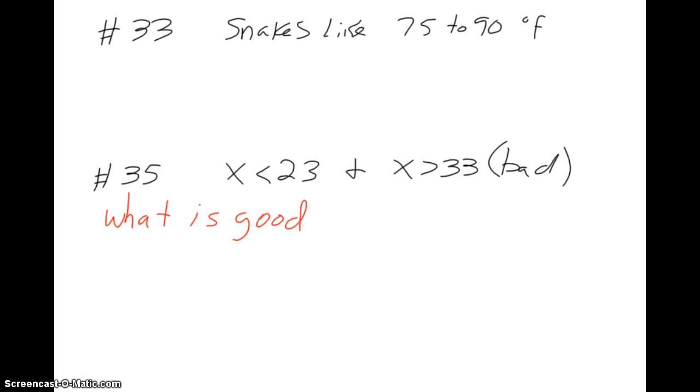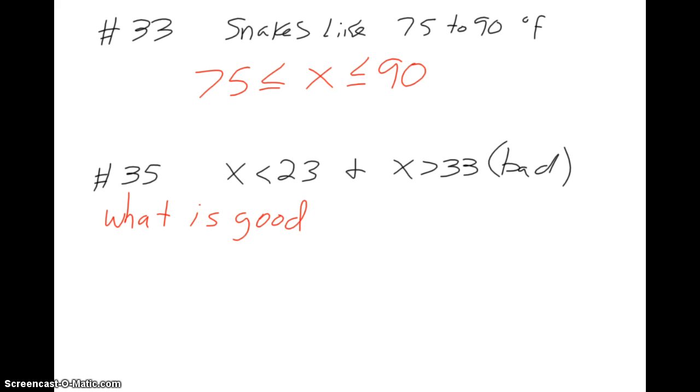All right. The next problem. You read the problem, it basically says that snakes like it when it's between 75 and 90 degrees. So how do you write the inequality? Well, the inequality would be 75 is less than or equal to x, whatever the variable is here, less than or equal to 90. I don't have the book in front of me, but I believe on this problem it is supposed to be less than or equal to, snakes like it when it's 75 to 90 degrees.